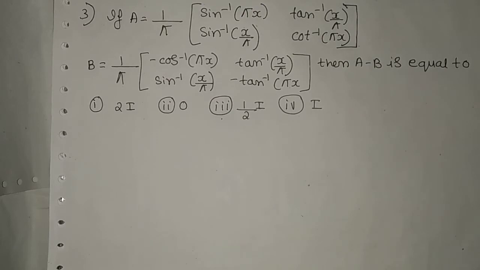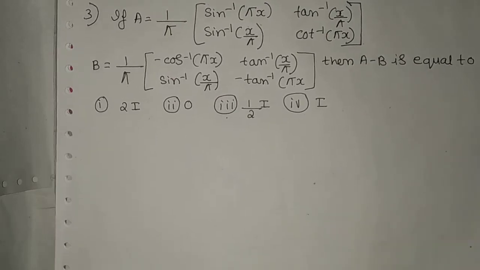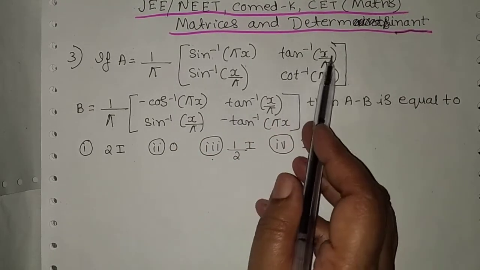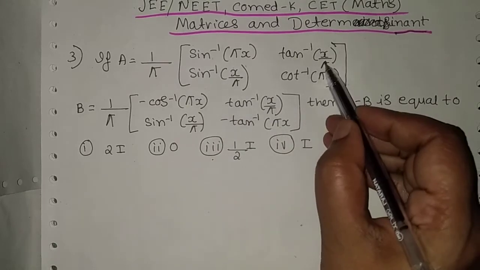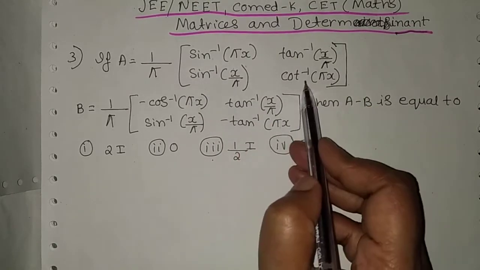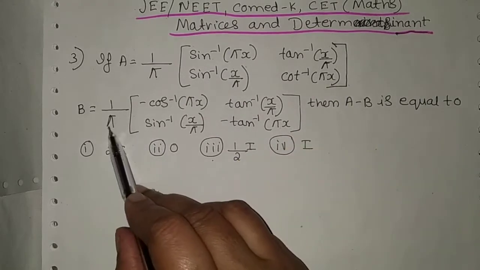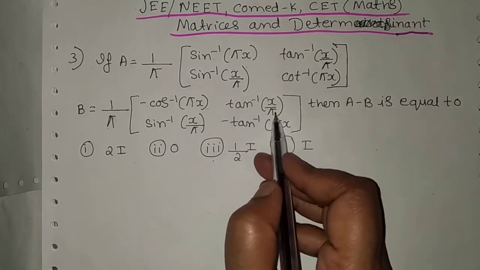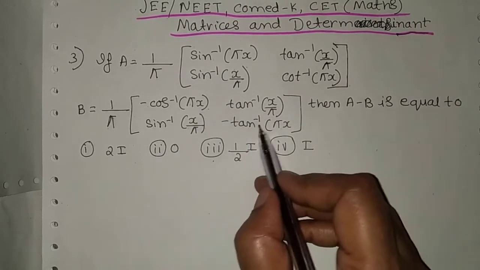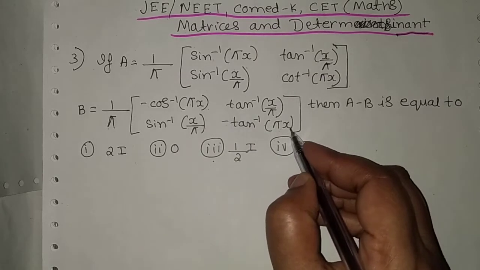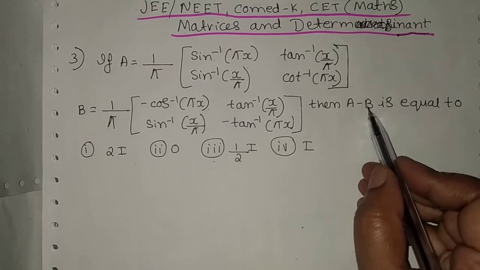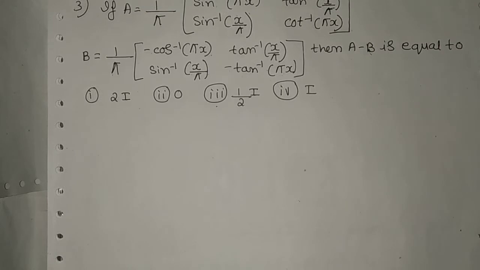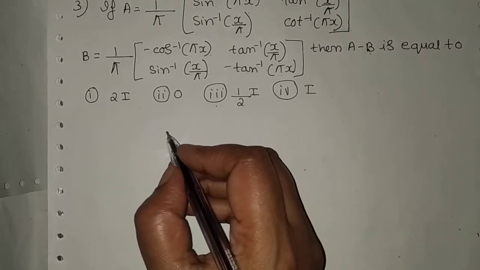So third problem is, if matrix A is 1 by pi, they are given sin inverse pi x, tan inverse x by pi, then sin inverse x by pi, cot inverse pi x, B is equal to 1 by pi, minus cos inverse pi x, tan inverse pi by x, sin inverse x by pi, minus tan inverse pi x is given. So then they have given A minus B is equal to, there are 4 options. So we'll start solving this, which is the option correct.